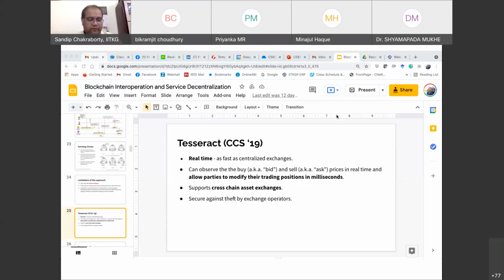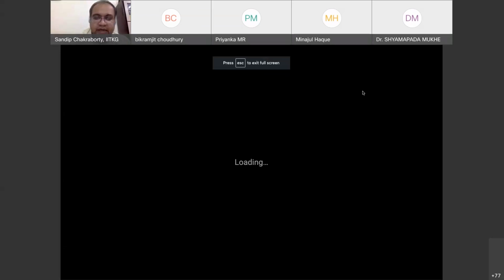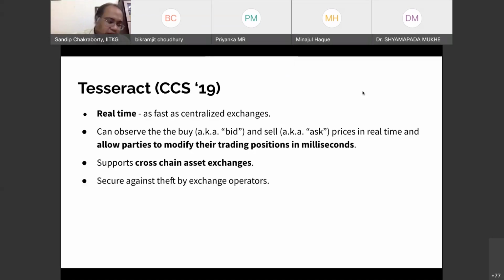Okay. So then let me move to the next protocol. I will go a bit quick, just to give you an overall idea about how this protocol actually works in practice. This protocol is called Tesseract, which got published in CCS 2019. In contrast to HTLC or hash time lock contract, this particular protocol is real time. So it is as fast as centralized exchanges.